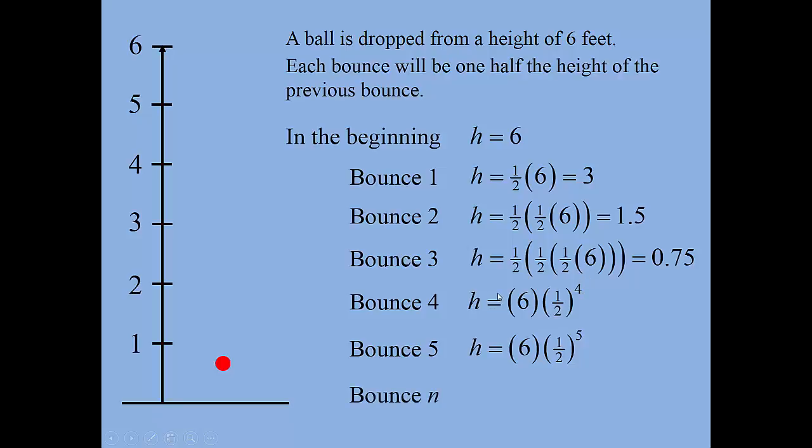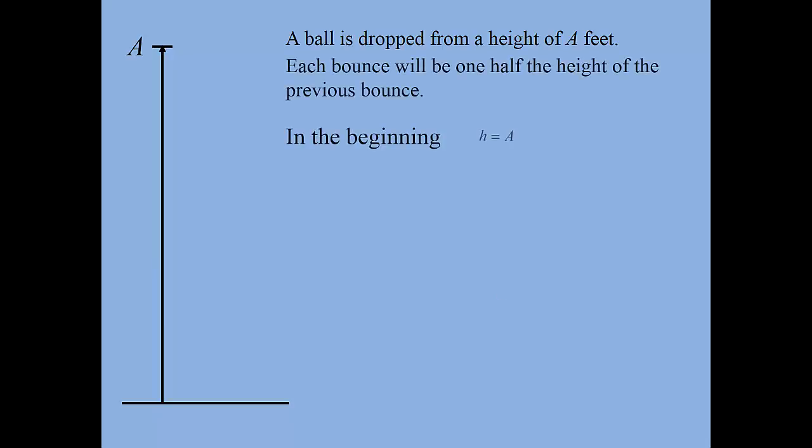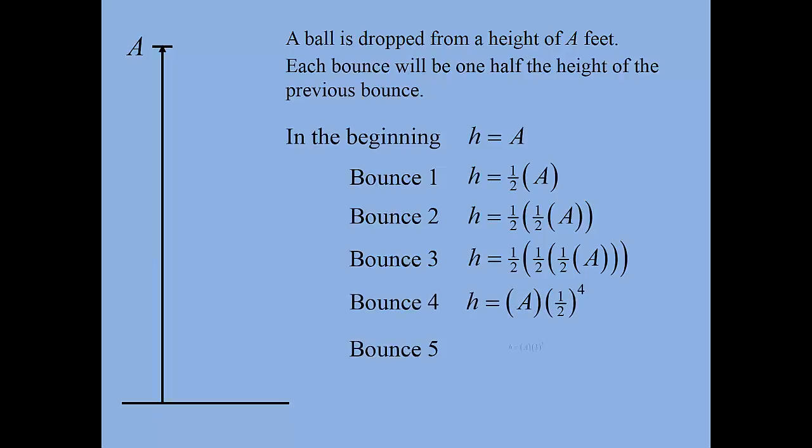Now this can be written generically as 6 times 1/2 to the n, where n represents the number of bounces. And so let's write this in formula fashion. If it starts at A, then the first bounce would be half of A, second bounce, half of A times half of A, and so on. And notice again, the 1/2s just have an exponent. So this is the formula that we will need for the bouncing problem.